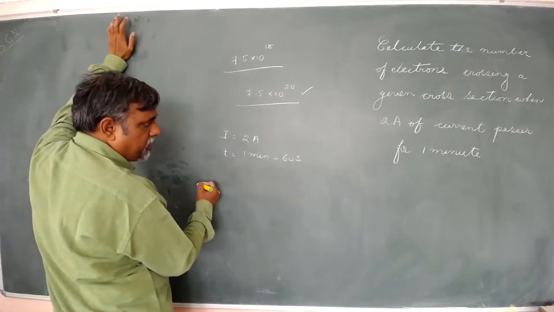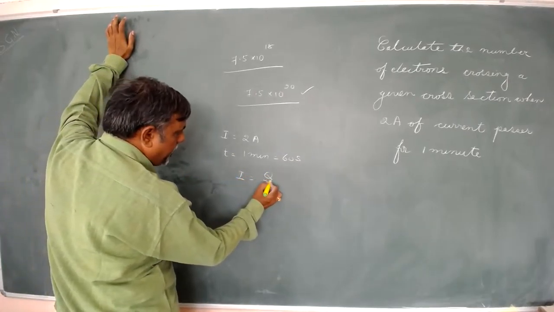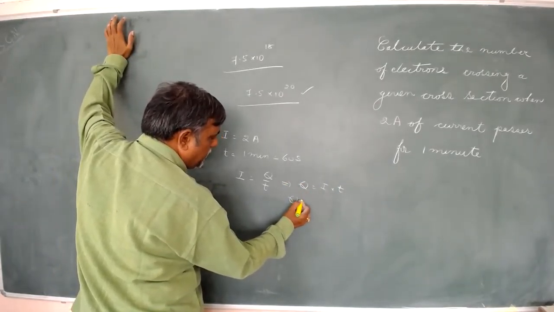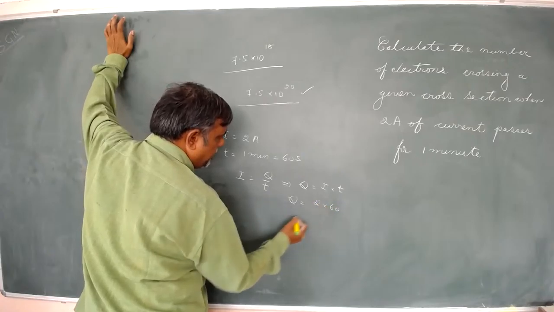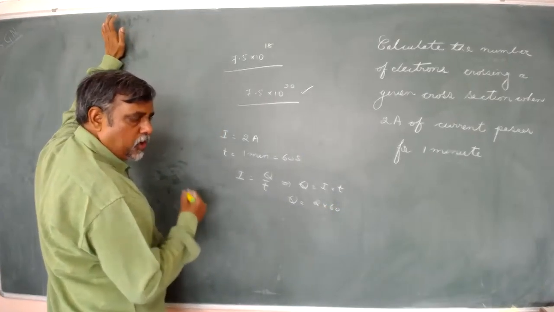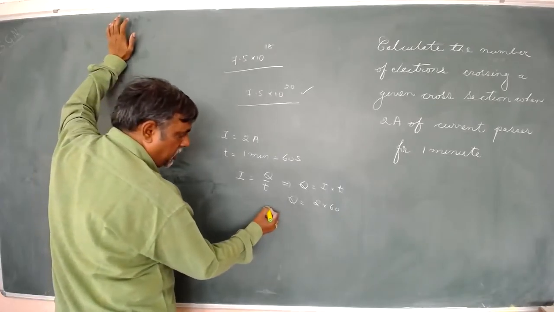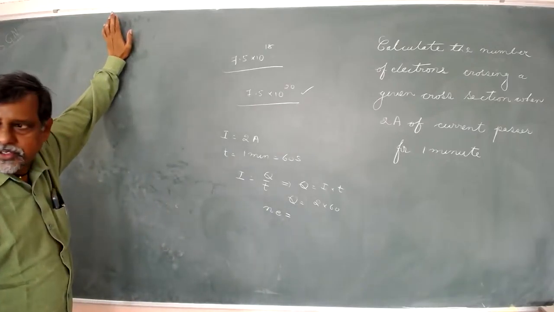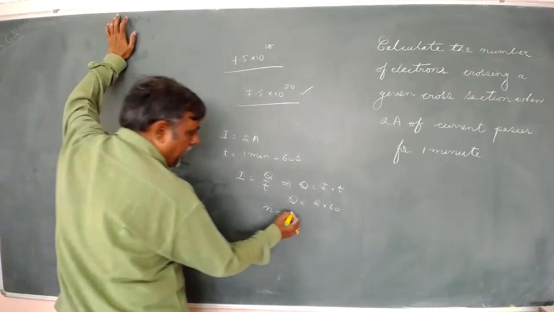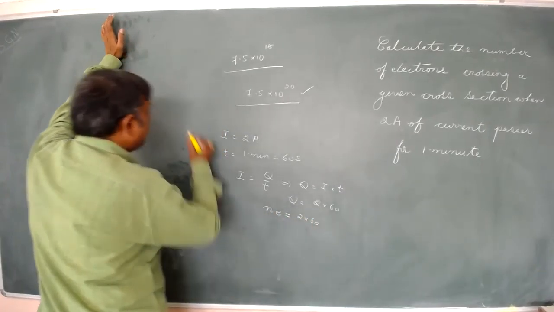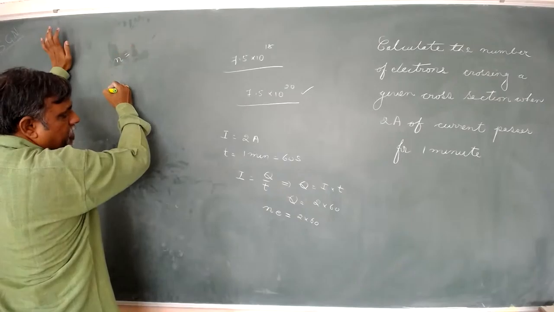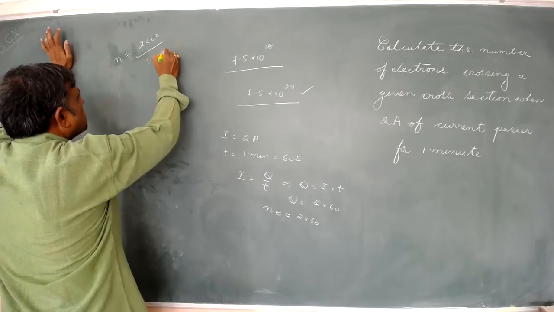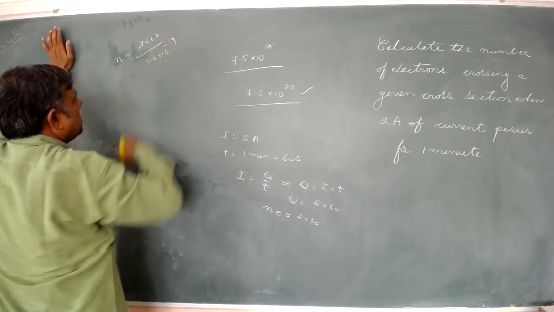Now, first of all, the charge will be defined. We know that I is equal to Q by T, which implies Q is equal to I into T. So Q is equal to 2 into 60. But what is Q? By the quantization principle, there are n number of electrons, so Q equals n e. So the number of electrons you are going to calculate: n equals 2 into 60 divided by the charge on the electron, 1.6 × 10^-19.